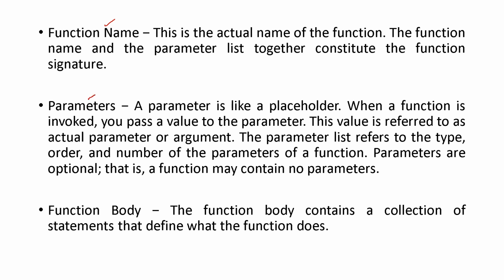And parameters. Parameters means arguments. That is, when a function is invoked, you pass a value to the parameter. The parameters are placeholders actually. So parameters store the value which we pass into a function. Let's say a is equal to 5. 5 is the value and a is a parameter. This value is referred to as actual parameter or argument. That is the parameters which are defined within the function name. Next is function body, that is the body of the function.